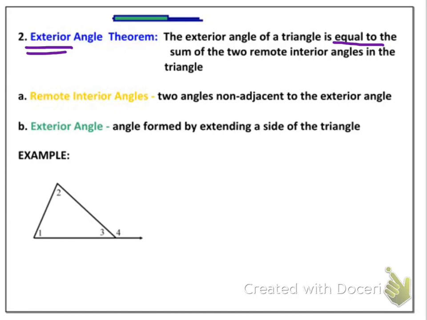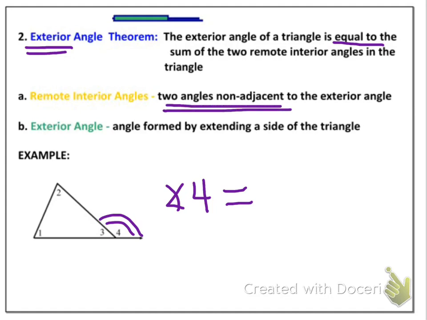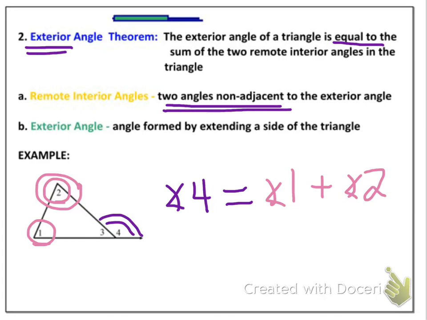Here's a picture here. The exterior angle would be angle 4. So the exterior angle of a triangle, so angle 4, is equal to the sum of the 2 remote interior. And remote interior means 2 angles non-adjacent, which means not next to. So we do not want to be next to angle 4. If we're not next to angle 4, we're looking at angle 1 and angle 2. Sum means addition. So our theorem here would be angle 4 equals angle 1 plus angle 2.